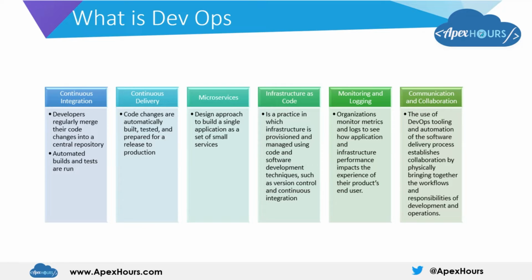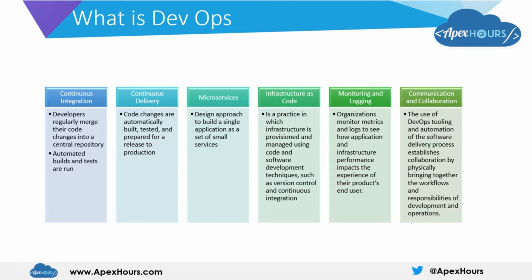And continuous delivery is the next part of that. When code is getting checked in, it is getting validated, getting built, and it is always ready for release to production. And continuous deployment also comes along with that, meaning you are deploying the built product to your production environment.